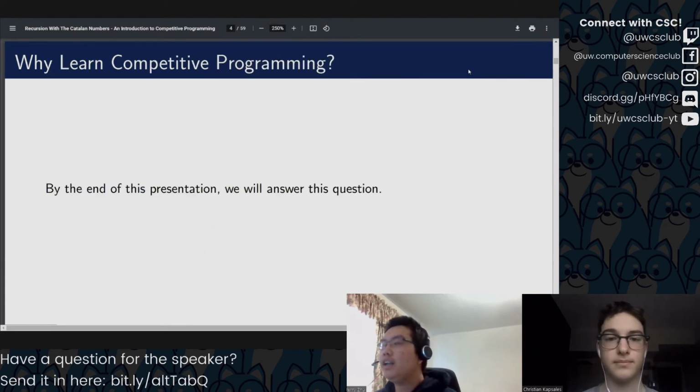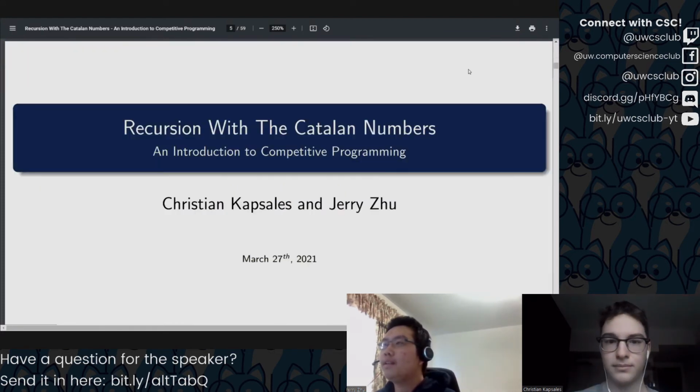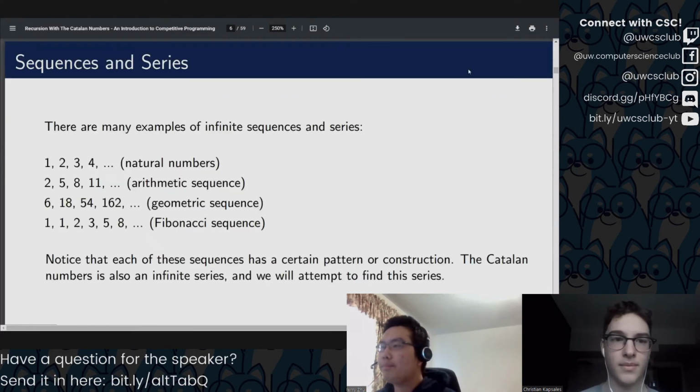But why should we learn competitive programming? Well, keep this question in mind, because by the end of the presentation, we'll answer this question. Now we'll move on to recursion with the Catalan numbers. First off, we'll talk about sequences and series and how they relate to the Catalan numbers.